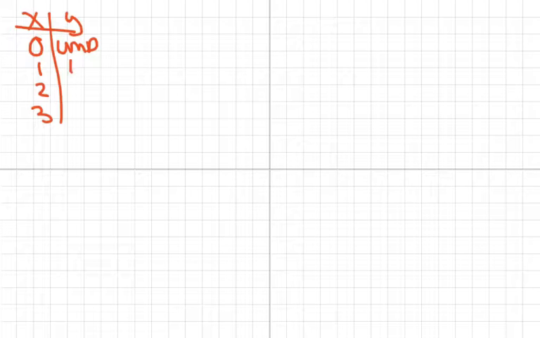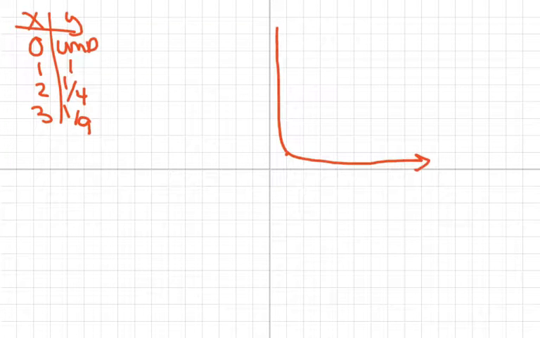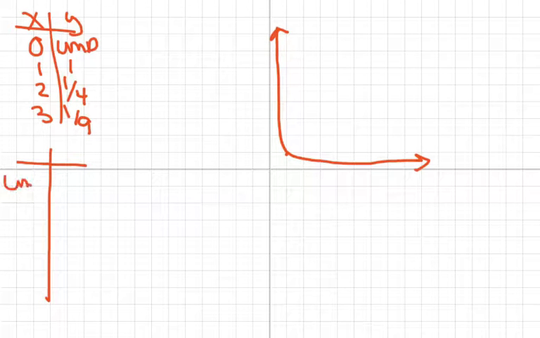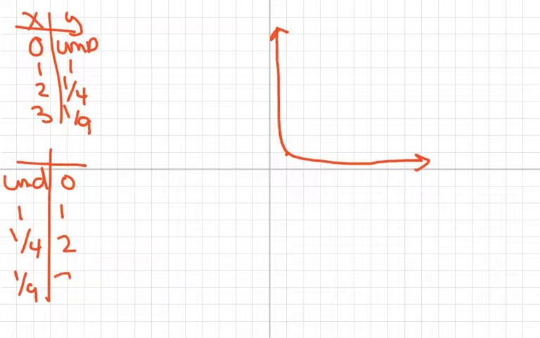So 1 will go to 1, 2 is going to be 1/4, and 3 would be 1/9. Now, which is just this part we already know. So we're only dealing with this part. Now to do the inverse, what we're going to do is switch the x and the y. So we still have, well, undefined would go to 0. 1, 1/4 goes to 2, and 1/9 goes to 3.